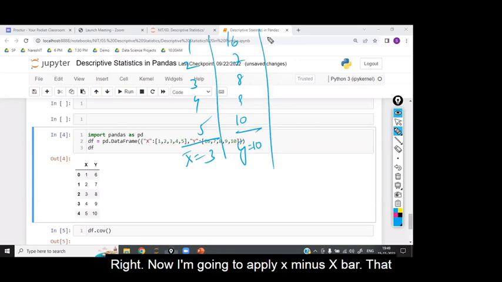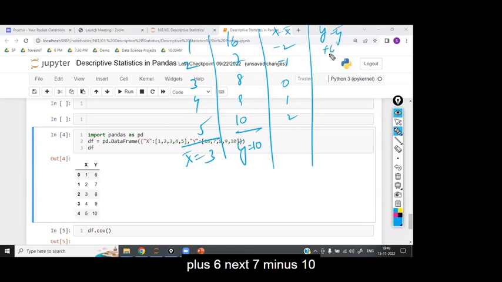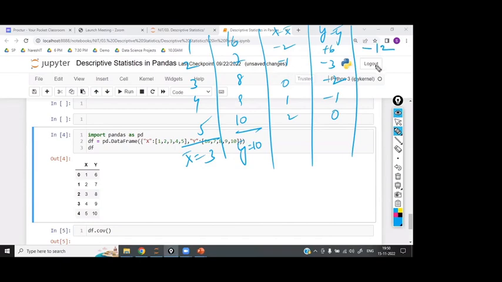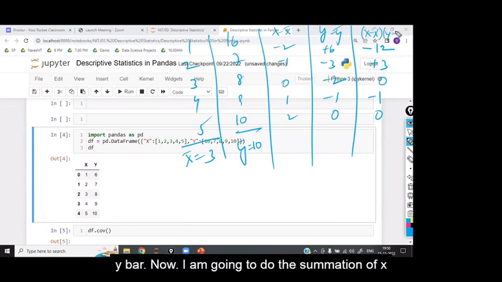Right? Now I'm going to apply x minus x bar. That is minus 2, minus 1, 0, plus 1, plus 2. Now y minus y bar, plus 6. Next 7 minus 10, minus 3. Next minus 2, minus 1 and 0. Now I'm going to multiply these two, which is minus 12 plus 3, 0, minus 1, 0. That is x minus x bar into y minus y bar.